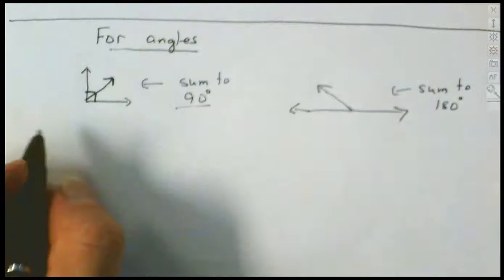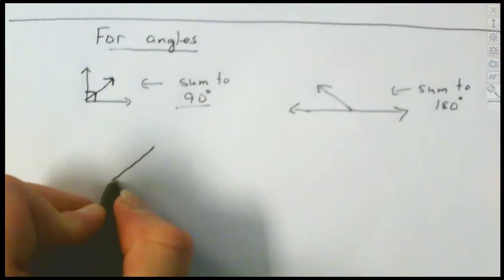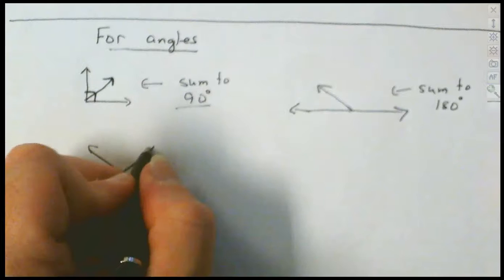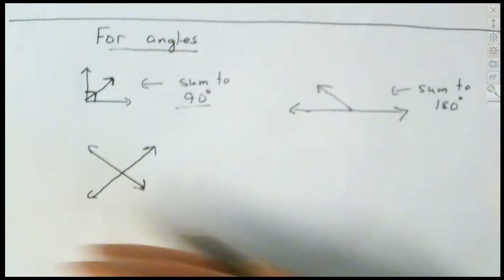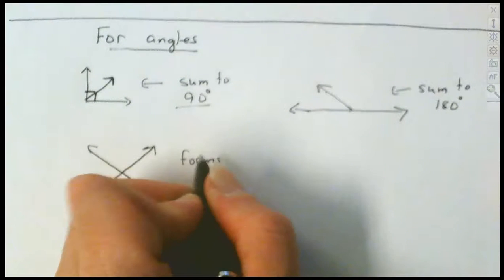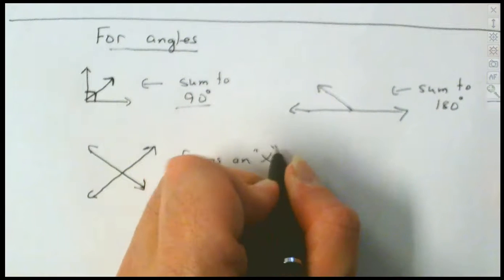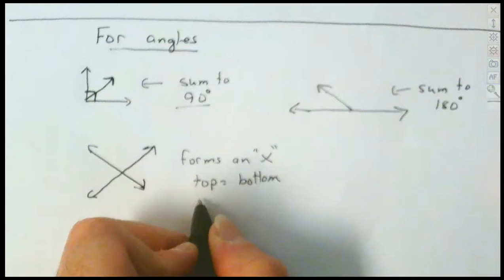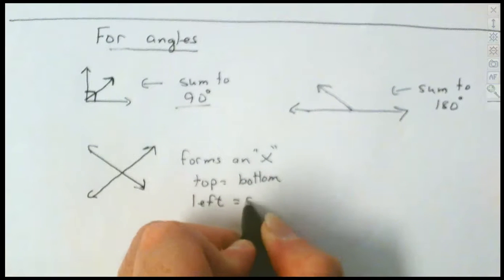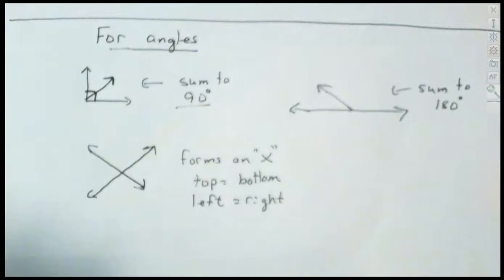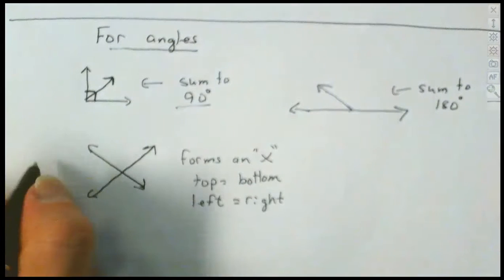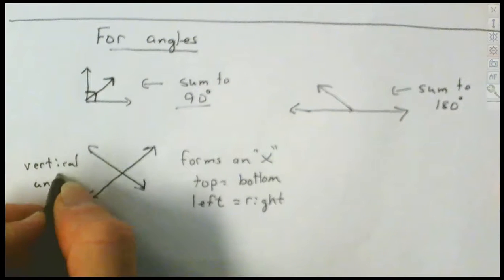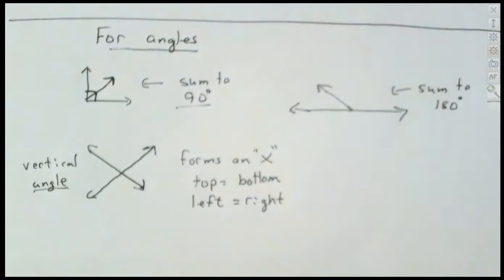And if they form an X, like this, okay, if it forms an X, the top equals the bottom, and the left equals the right. These are called vertical angles. So this is called a vertical angle. So those are the three things that we may encounter.